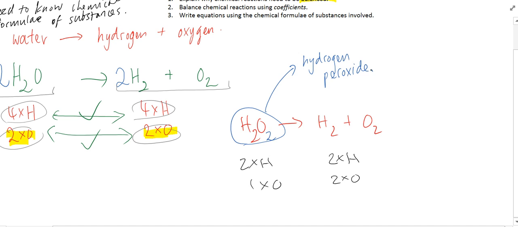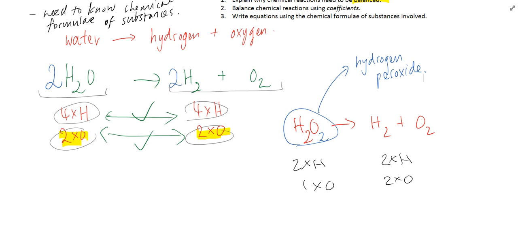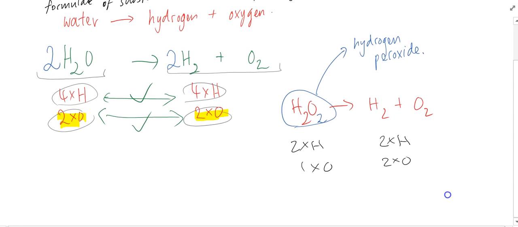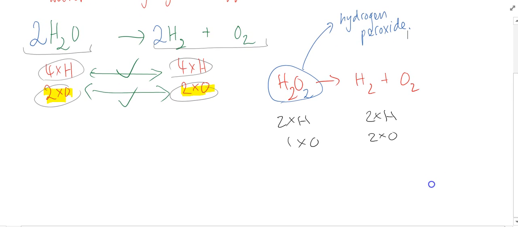And that's the big thing with using coefficients instead. This is the main reason why we do use coefficients and not just change subscripts. When you change subscripts, you change the substance. If you use coefficients, you retain the original substance. You're just increasing the number of molecules of that substance, or increasing the number of atoms of that substance.